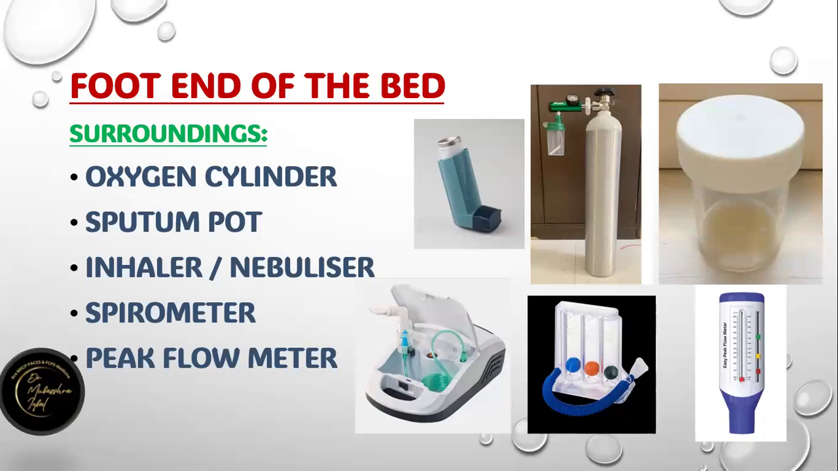If the patient is using oxygen via nasal prongs, you will get a clue that it can be a case of interstitial lung disease or a case of chronic obstructive pulmonary disease. If there is a sputum pot, it will give you a clue that this patient might be a case of bronchiectasis or is having a productive cough. I mean, there will be some coarse crepitations inside his chest.